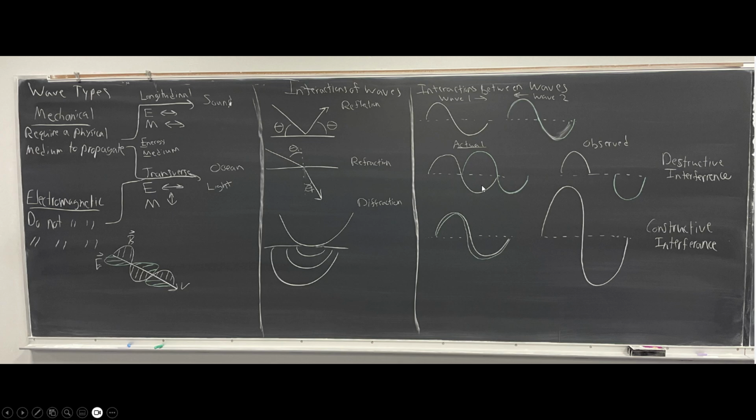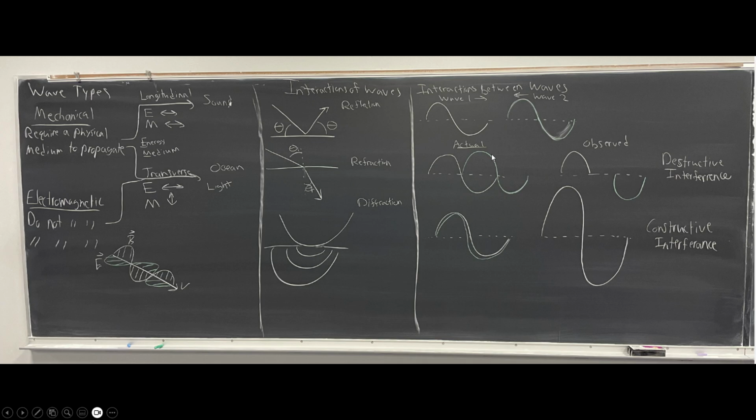Both waves still exist. But what gets observed is that there's some positive area here, some negative area here, and then no visible or observable wave here between them. Where it looks like they cancel each other out, that's called destructive interference. But they haven't actually canceled each other out. We're just observing that effect of their overlapping differences in polarity.